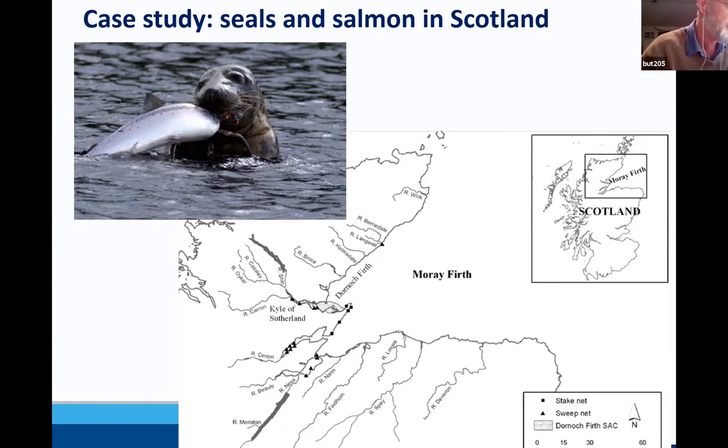And you can also see here that you've got sweep nets and stake nets marked along the coast, and these were the netsmen, the salmon netsmen, who often suffered the most seal damage because the seals would come into their nets and steal the fish, and that would impact their livelihoods.